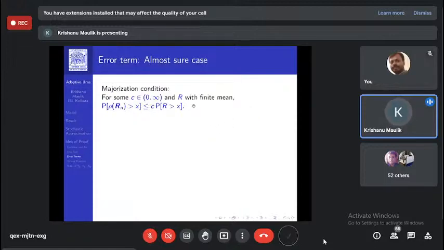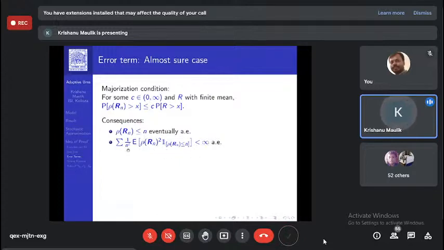Now, to handle the error terms, first the almost sure case, we have the majorization condition. And this majorization condition, so R has a finite fourth moment, so using the Borel-Cantelli lemma, it's pretty quick and easy to check that the probability of this failing, rho R_n bigger than n, will be summable, and then by the Borel-Cantelli lemma that will have probability zero, so this will happen eventually with probability one. That's a pretty straightforward exercise. And also, one can write down this expectation as an appropriate integral and check that this sum is finite. It's the truncated second moment, scaled by n squared, and that sum is finite. I don't know why I put almost sure, you don't need almost sure. There's nothing random over here.